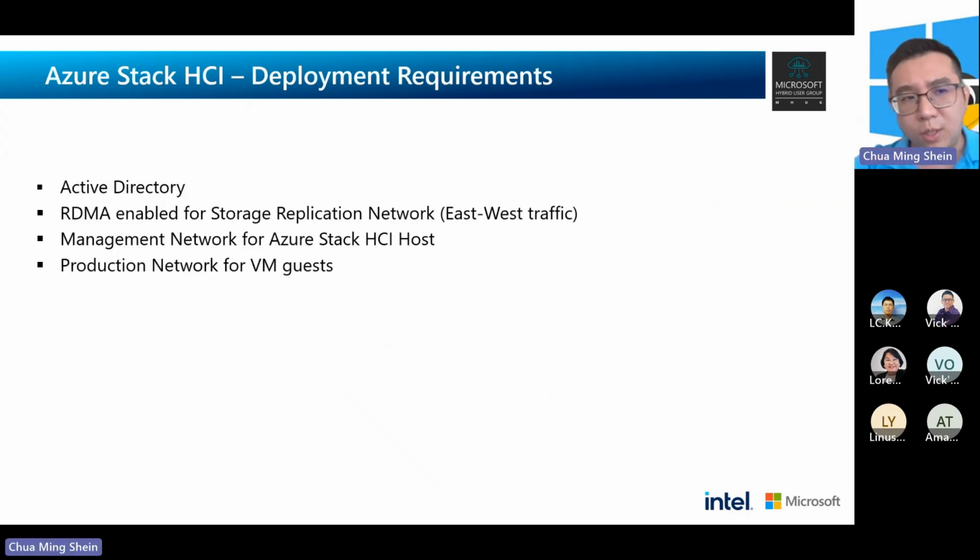So let's come to the deployment. And the first thing we have to understand is the requirements for deploying Azure Stack HCI. These are the 4 main things. The first is the Active Directory. Then the storage replication network, east-west traffic, which must have RDMA enabled. And then the management network and the production network. So by the time you deploy, you need to make sure that all these are ready.